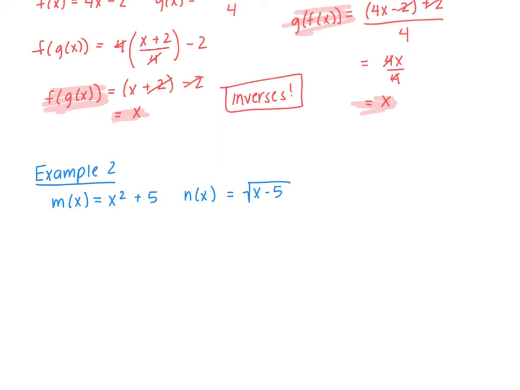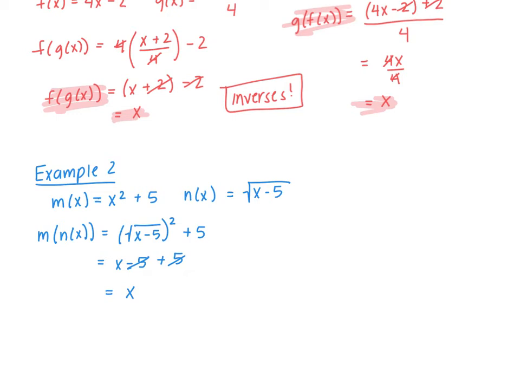So let's look at another example. We have m of x equals x squared plus 5, and n of x equals the square root of x minus 5. So let's go ahead and do the first composition, m of n of x. So in the place of x, we are substituting square root of x minus 5. So when we square the square root of x minus 5, we are left with just x minus 5, and then the plus 5 on the outside. These two 5's are going to cancel out, leaving us with just x.